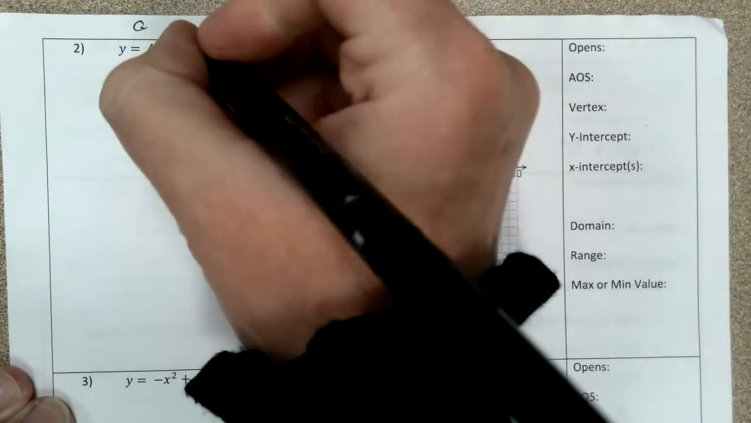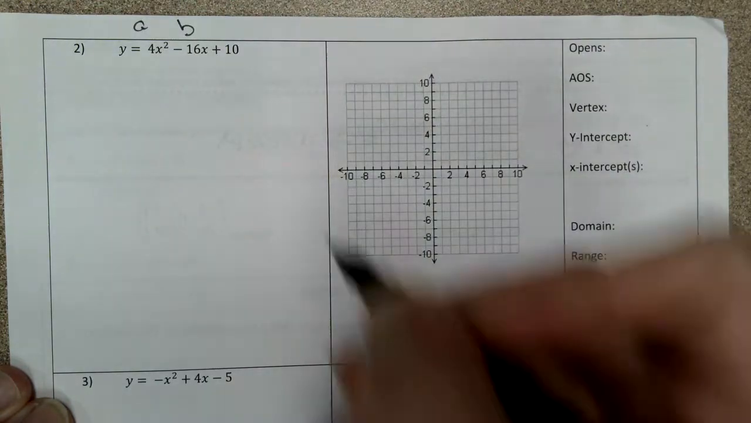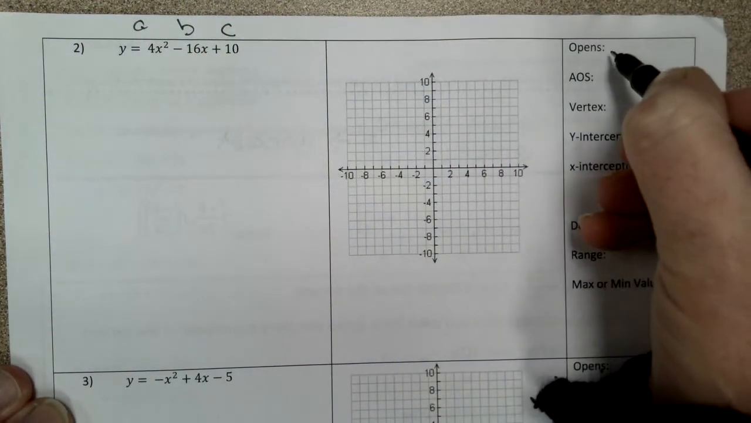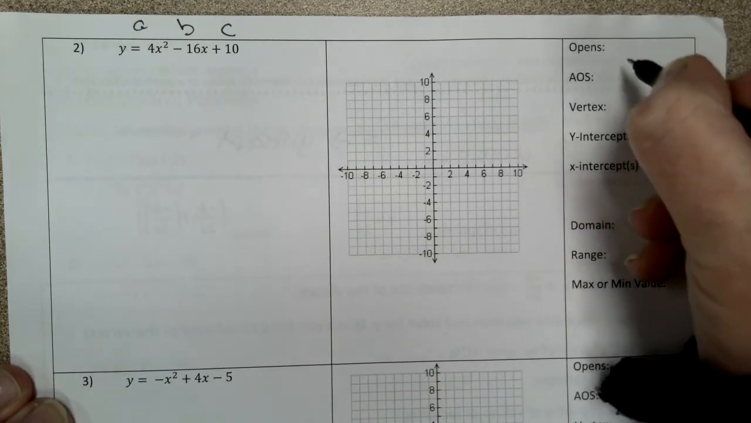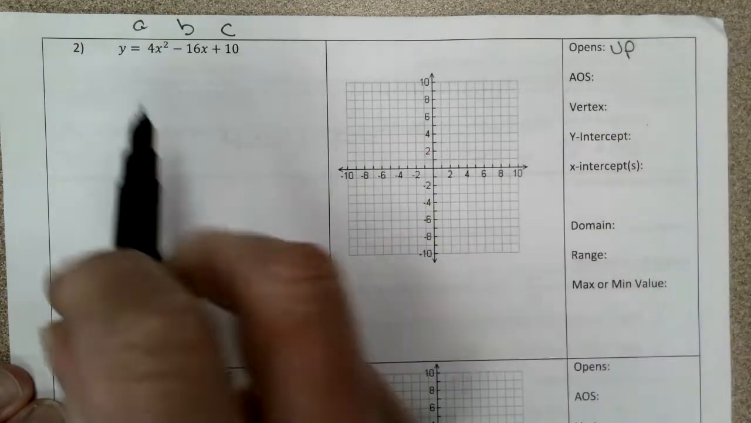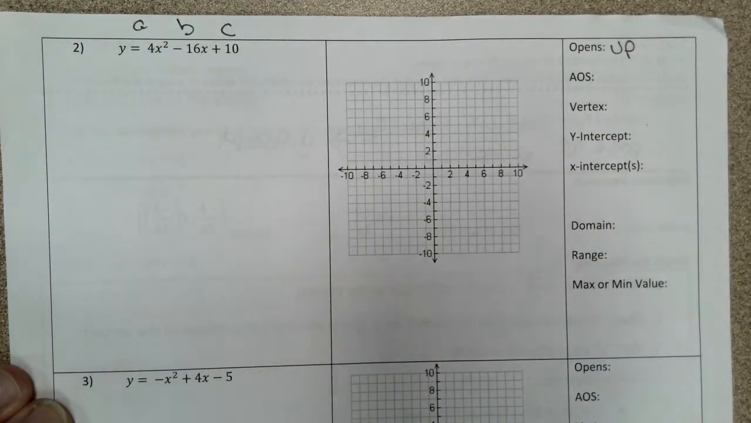So A is 4, B is going to be my -16, and C is 10. Know if your graph opens up or down before you get started. It opens up because A is a positive number.